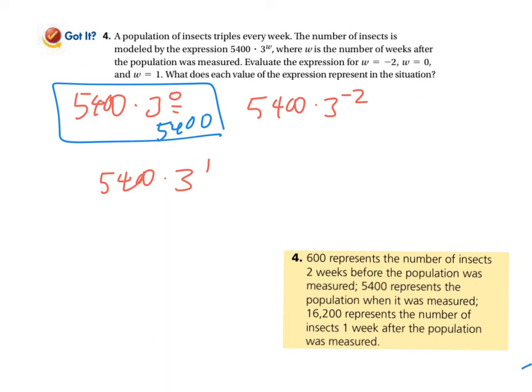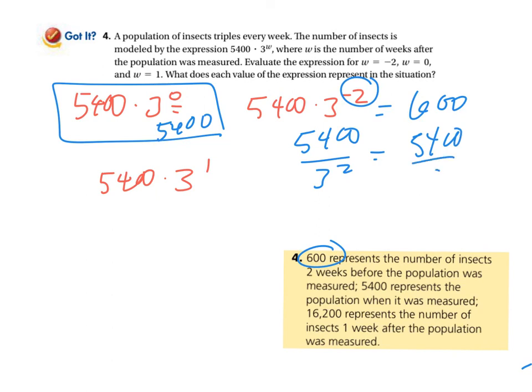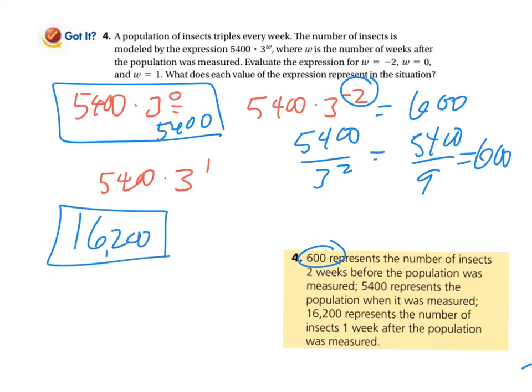Here at the negative 2, you're going to have 5,400 divided by 9, which is going to be 600. Right? And again, how did I get that? That's 5,400 divided by 3 squared because the negative forces it into the denominator, which is 5,400 divided by 9, which is 600. So that was what the population was 2 weeks before I measured it, according to the model we're using here. And this then is going to become 5,400 times 3, which is 16,200, which is what the insect population will be in 1 week.